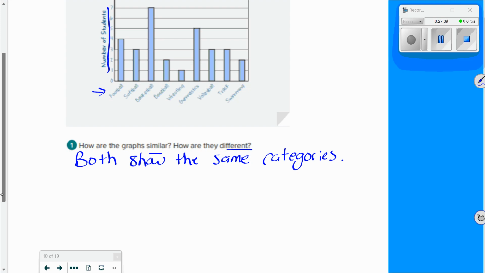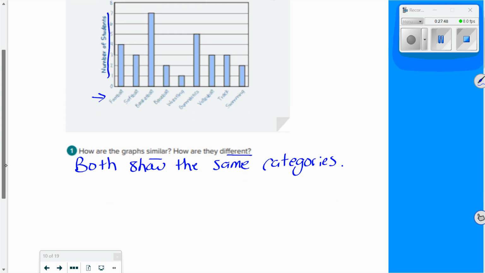I have a stupid one, but they both have the same title. Okay. They're both showing us people's favorite sports.